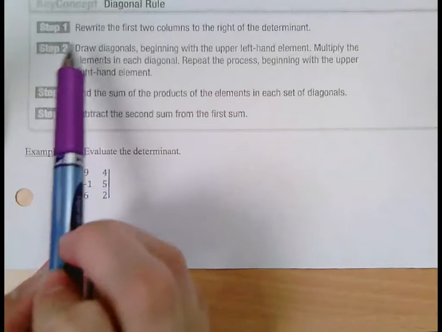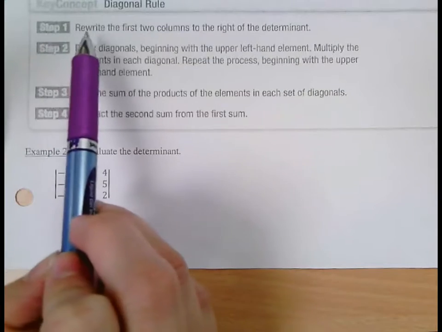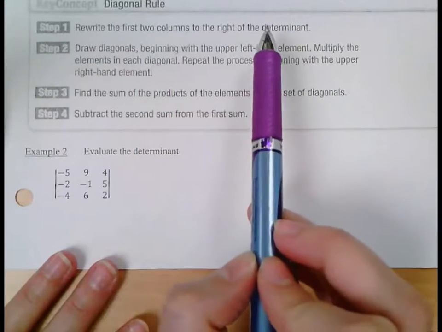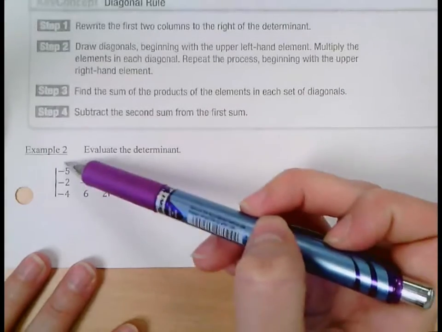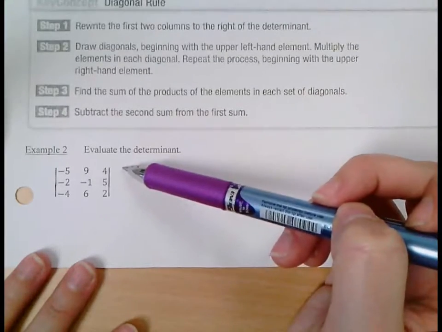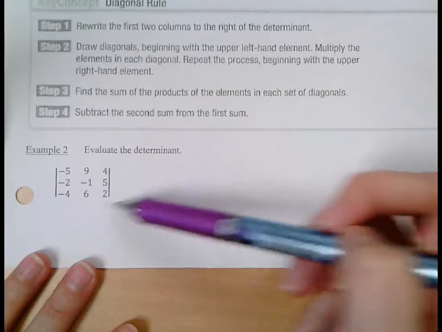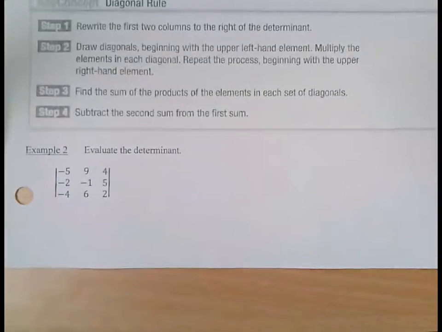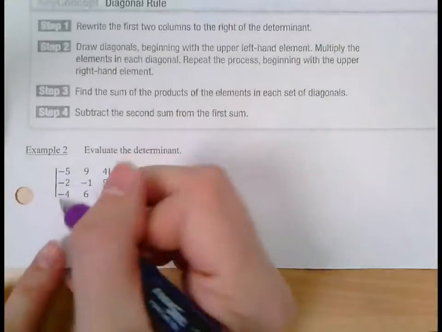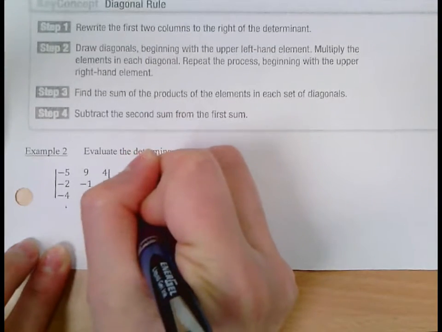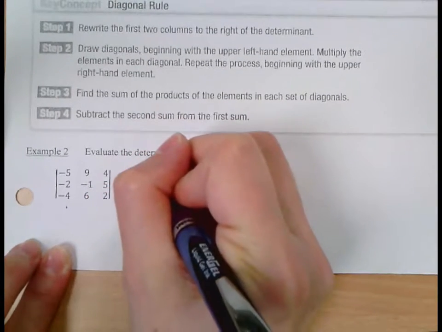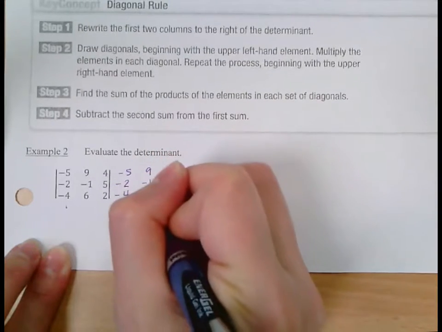So the first step, and it does say this in the box above, is to rewrite the first 2 columns to the right of the determinant. So you have 3 columns. You're going to take the first 2 and just write them next to the determinant. So altogether, it's going to look like you have 5 columns. So I take column 1, and I write that next to column 3. And then I write column 2 next to that.